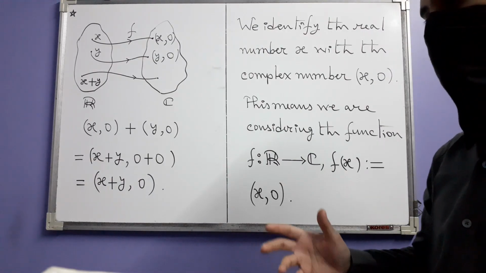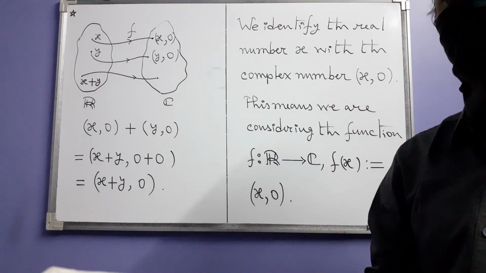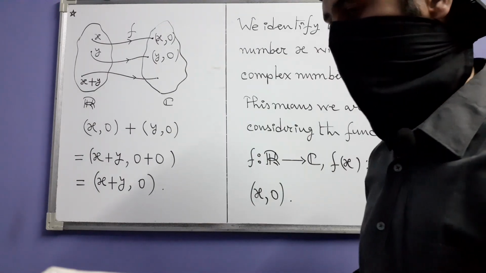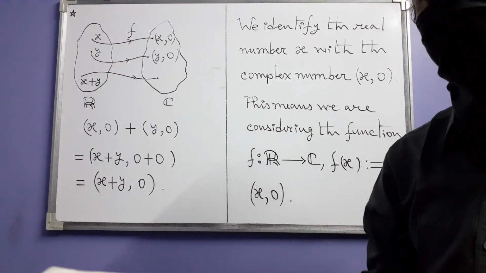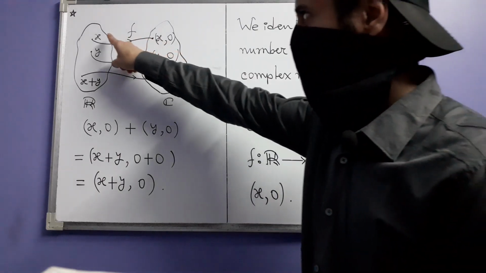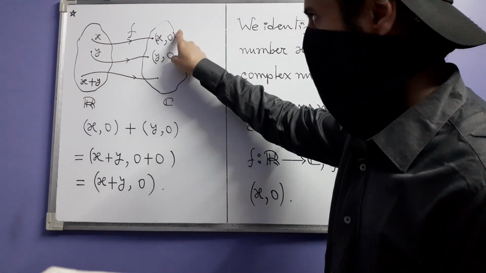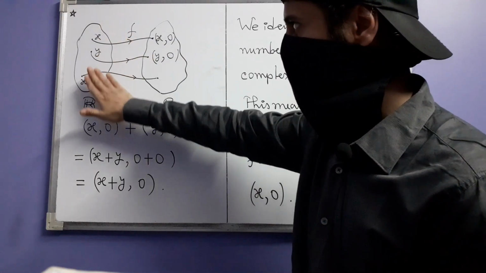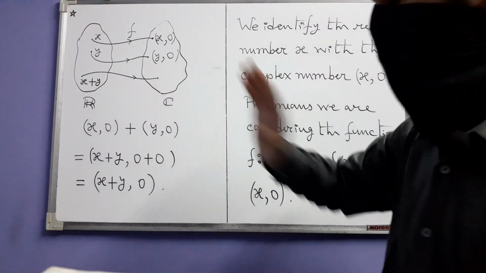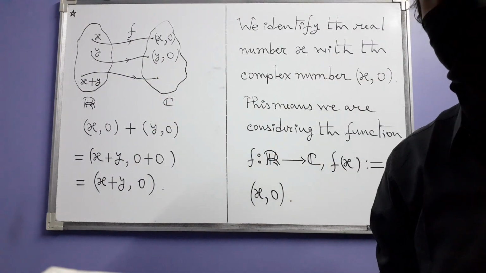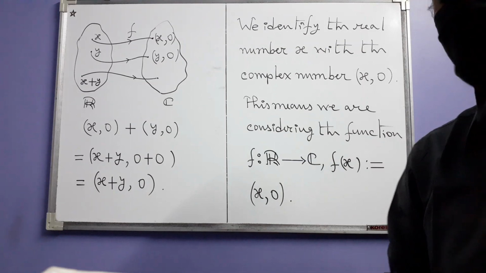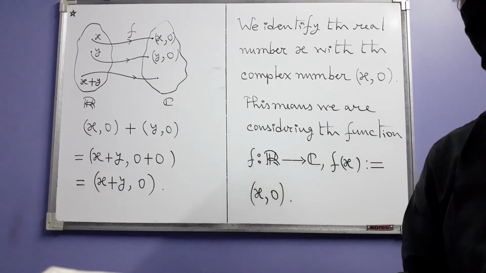Alright, but then what are we achieving from this? We are achieving this, that no matter in which world you are looking, whatever happens here, an exact replica happens here. Whether you see the calculation happening in this world or this world, it does not matter. At least as far as addition is concerned. Is it also the same with multiplication?